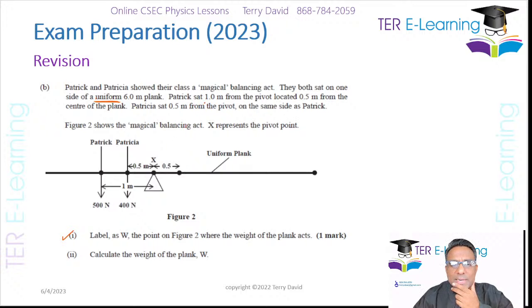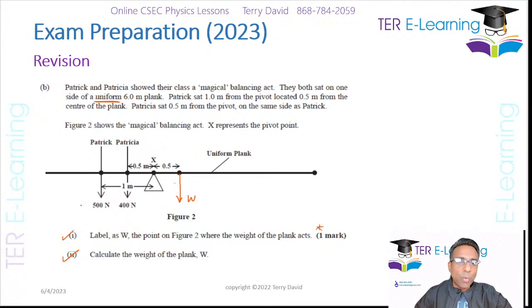Right, Patrick sat 1 meter from the pivot. They're telling us that the pivot is located 0.5 meters from the center. So if it's a uniform plank, it means that W, the weight of the plank, is going to act here, right? That's what it means. Now let's see what they want us to calculate. Chances are they want us to calculate the weight of the plank. So 1 mark just for doing that. The second part, calculate the weight of the plank.